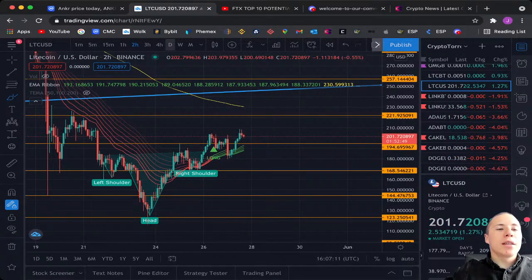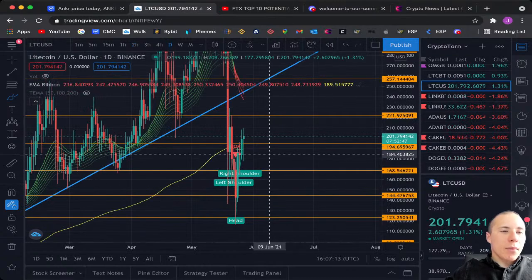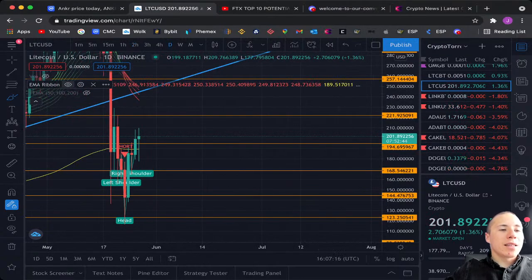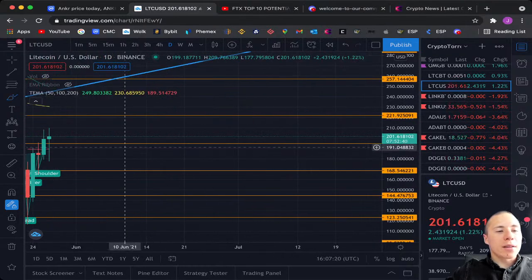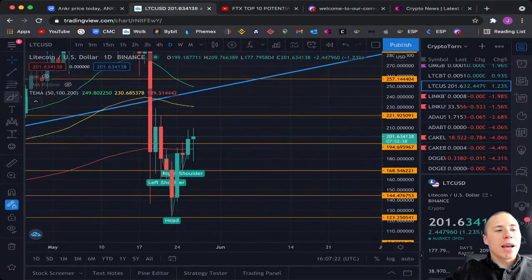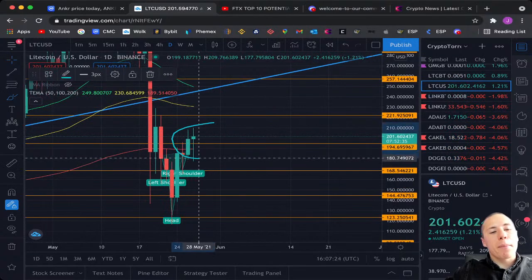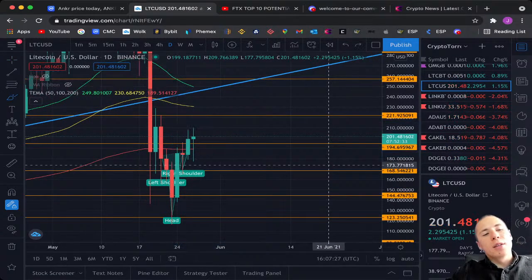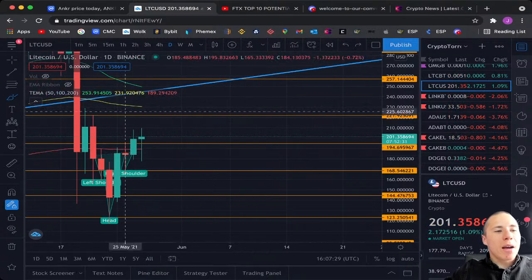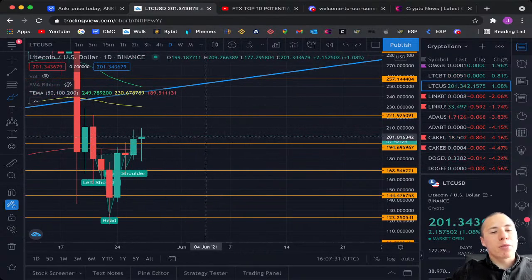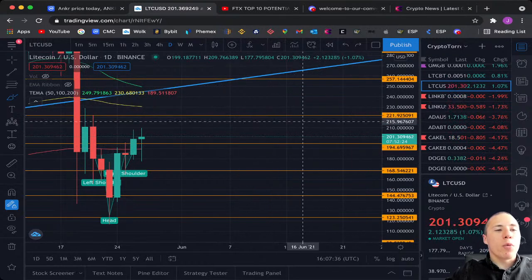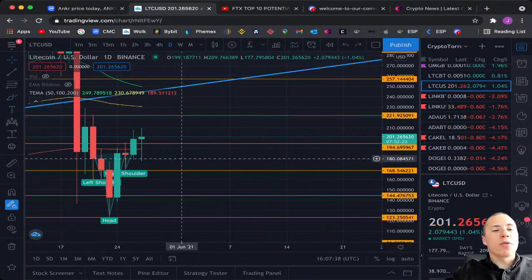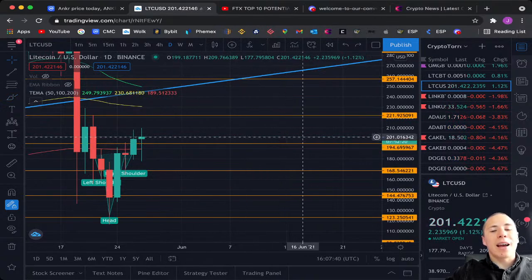And if we take a look at the daily chart and we disable the EMA ribbon and enable the moving averages, we are also right on top of the 200-day moving average, and that also will be serving as a major level of support. So for right now, I personally think that Litecoin will trade sideways for a while in between the $194 and the $221, but for sure we'll find support on top of the $194. So this is Litecoin so far.